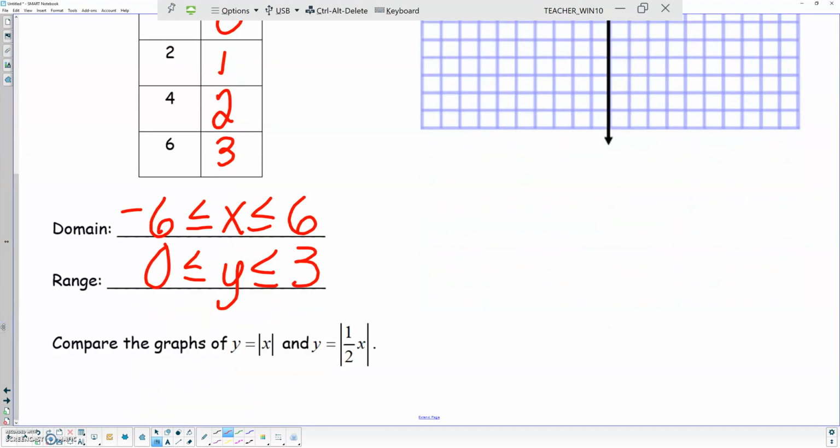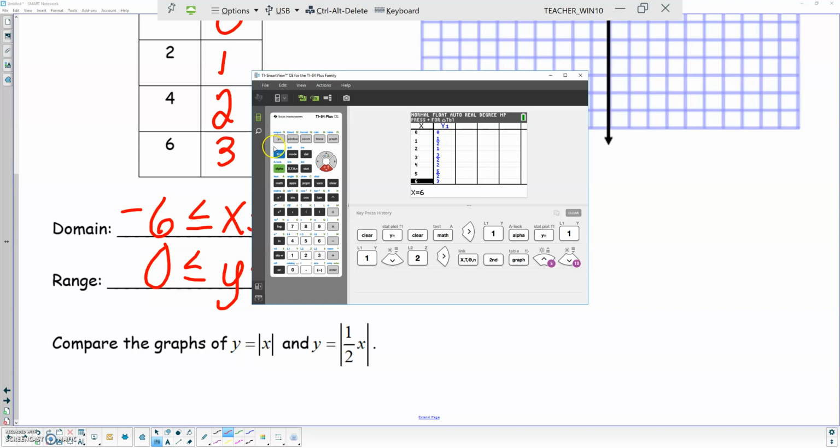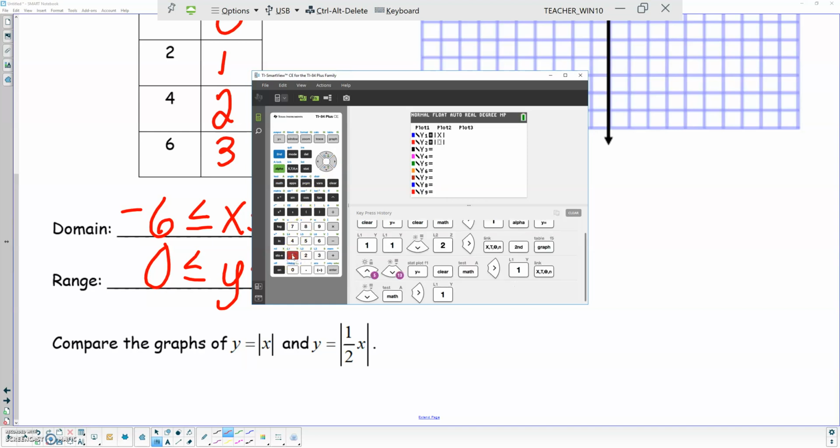All right, so now they want us to compare this graph to our parent graph, right? Our basic y equals the absolute value of x graph. So I'm going to go back to my calculator. In y1, I'm going to clear what I have, and I'm just going to type in the absolute value of x. Then in y2, I'm going to type in the absolute value of 1/2 x.